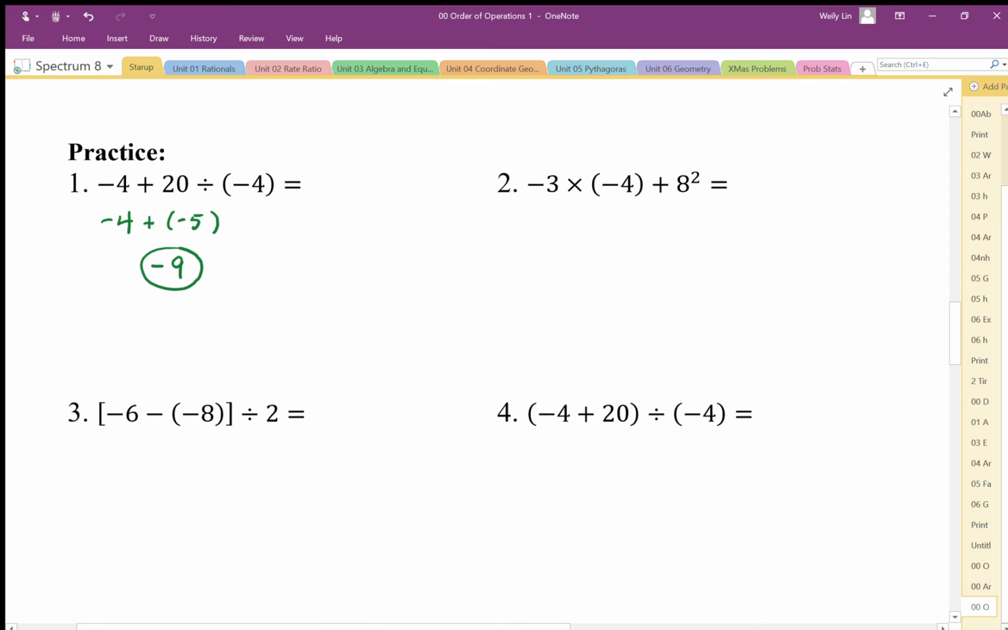Okay, so here we have multiplication, addition, exponents. So what I want to do first is my exponents. So I get 64. The next is going to be the multiplication. So negative times negative is positive. So 3 times 4 is positive 12. And then the last step is the addition.